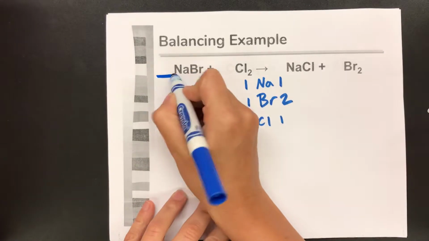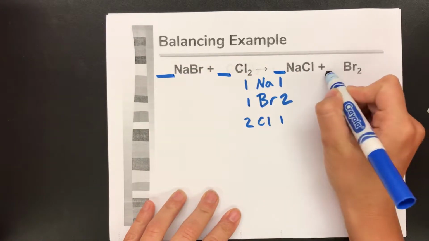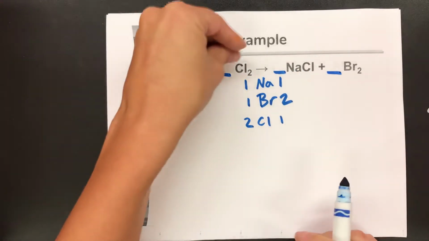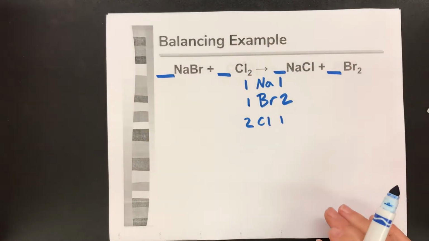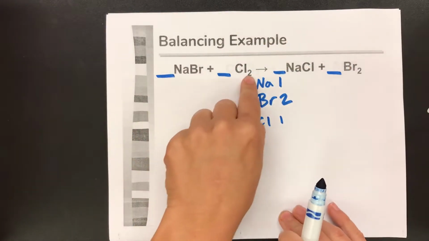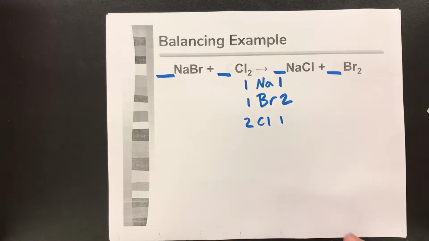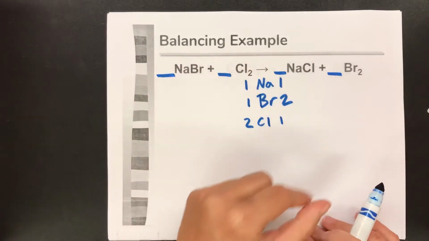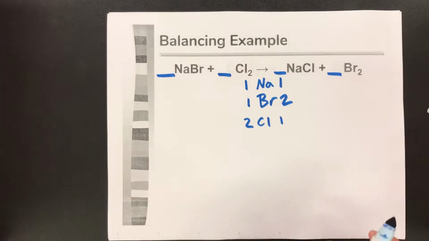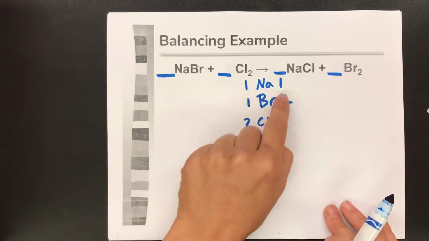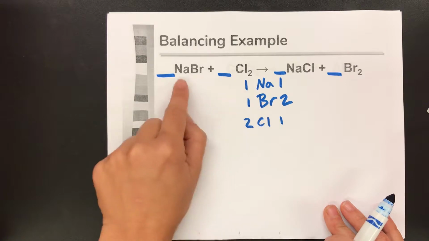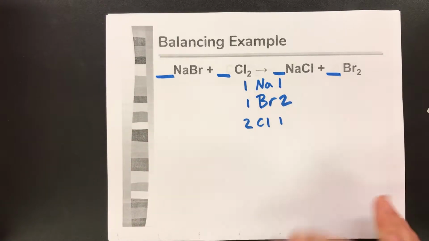When you go to balance it, you're going to add coefficients. You can only add coefficients in front of the compounds. You cannot change subscripts. The only time you can put a number is out in front of the substances. That is it. Okay? So you're going to do it step by step, one element at a time. Na is already balanced, Br is not. You have 1 over here, 2 over here. You're typically going to put the coefficient on the side that has the least amount.